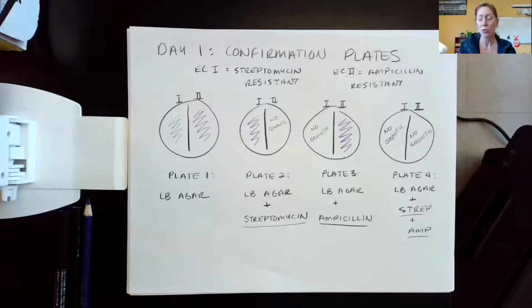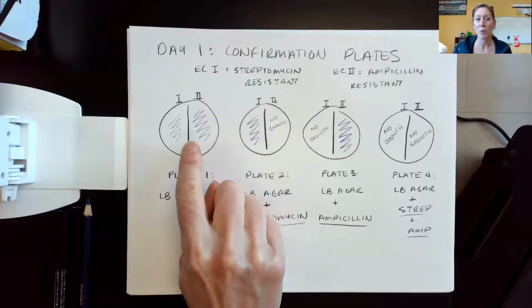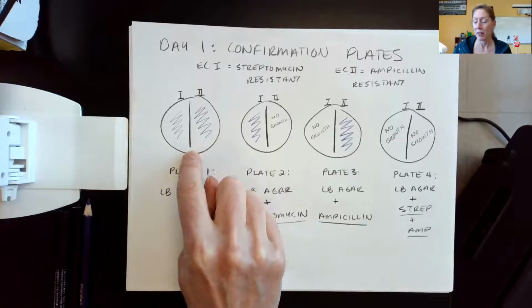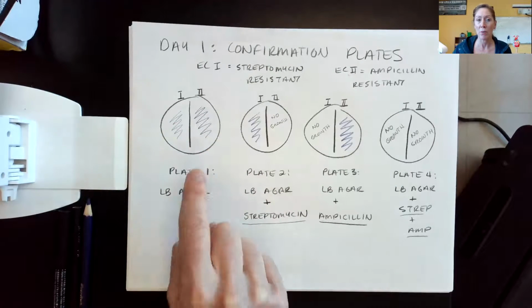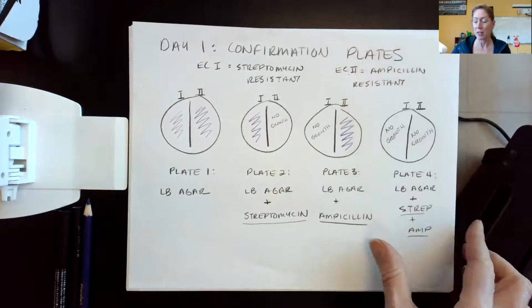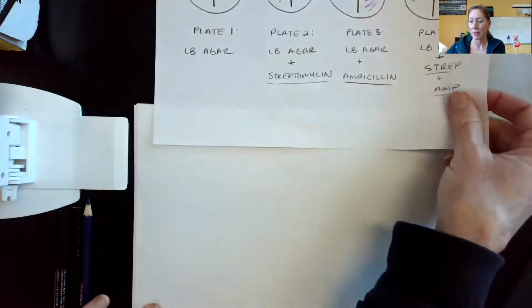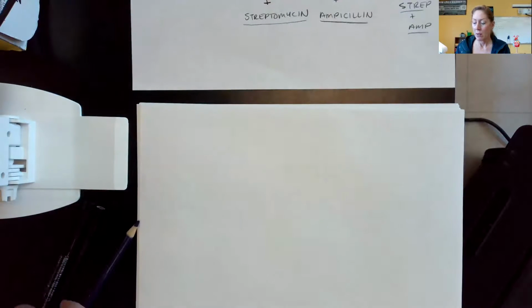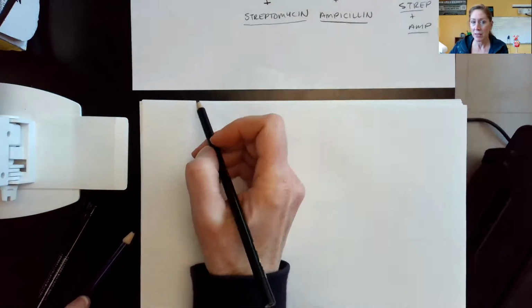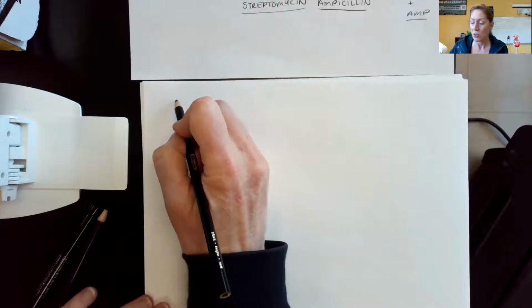All right, so now we're ready for day 2. So we're going to make a new drawing, but for day 2, we're going to take this plate right here that has both the E. coli 1 and the E. coli 2 growing on it. And we're going to mix them together. So this is going to be day 2.